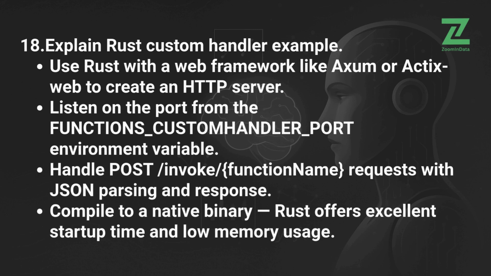Explain Rust custom handler example. Use Rust with a web framework like Axum or Actix Web to create an HTTP server. Listen on the port from the FUNCTIONS_CUSTOMHANDLER_PORT environment variable. Handle POST /invoke/functionname requests with JSON parsing and response. Compile to a native binary. Rust offers excellent startup time and low memory usage.